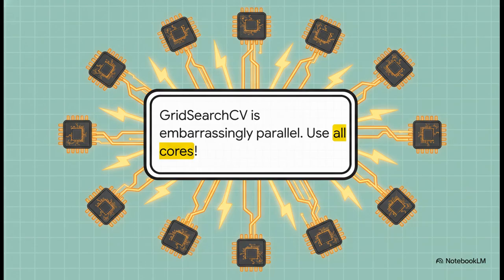And here's a super quick mentor tip for your actual code. Always set the parameter n_jobs to -1. Grid searching is what engineers call an embarrassingly parallel task. Setting it to -1 unleashes all your machine's CPU cores at once. Use all the hardware power you have to drastically speed up that grid search.